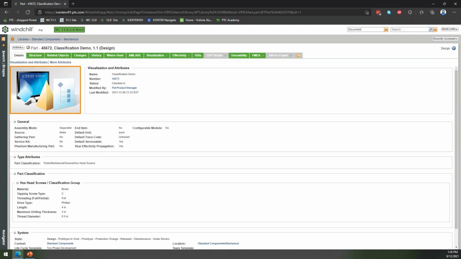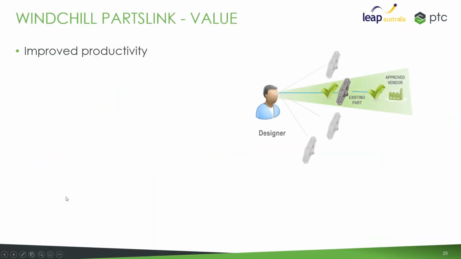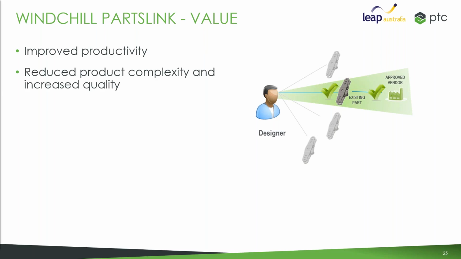So that's basically what I wanted to show today in terms of using part classification. In terms of the idea behind it, it's really around improving productivity. Making sure that users and designers can find what they need quickly and easily, so they're not going to waste time creating additional parts, creating extra stock you need to deal with, dealing with extra inventory and the costs that come with that.